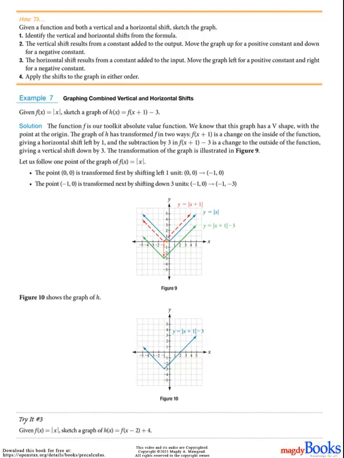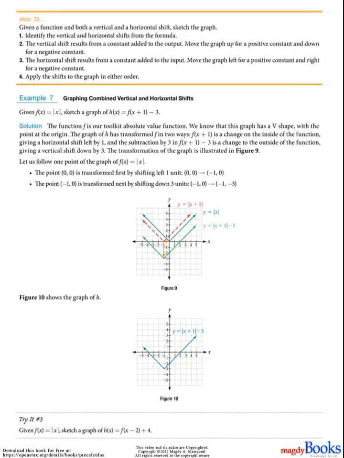Example 7. Graphing combined vertical and horizontal shifts. Given f of x equals the absolute value of x, sketch a graph of h of x equals f of x plus 1 minus 3. Solution. The function f is our toolkit absolute value function. We know that this graph has a V-shape with the point at the origin. The graph of h has transformed f in two ways.